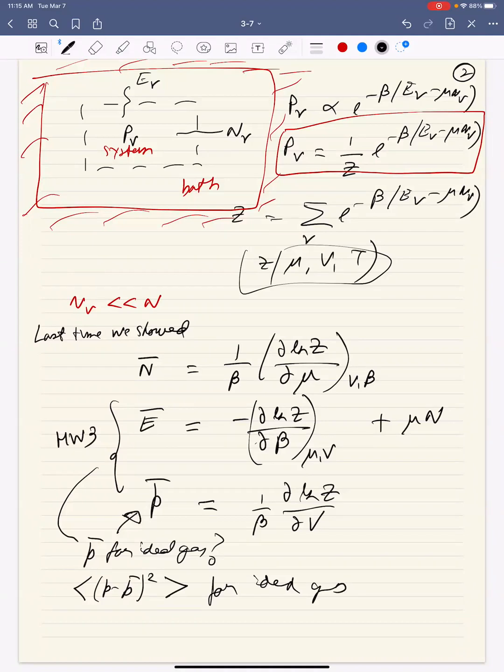Even simpler. What's the simplest number you can think of? 0. It turns out to be 0. And I will give you this on your homework or your final. It's 2 pages of algebra to do that, the variance, and it's only for an ideal gas. For a non-ideal gas, you will see fluctuations in pressure. Okay, so that's quite interesting.